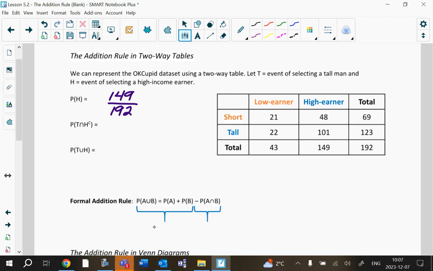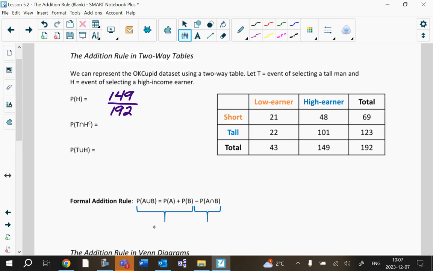This next one. So we've got to make sure we read this correctly. The probability of selecting tall and not a high earner, right? So tall and not a high earner. Well, if they're not a high earner, they must be a low earner. So really, this is the same as saying tall and a low earner.